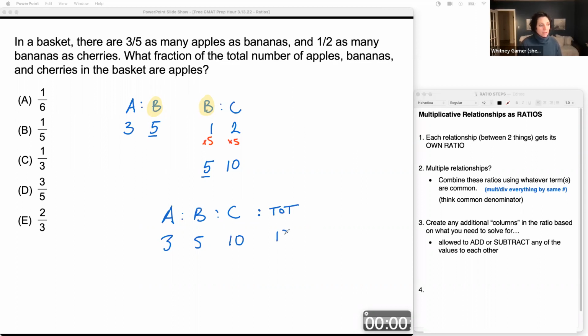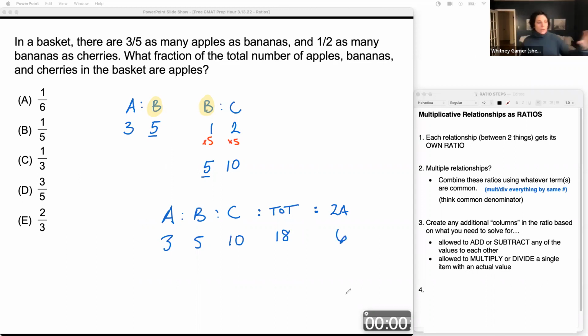So in my fake basket, I've got 3 apples for every 5 bananas, for every 10 cherries, for every 18 total pieces of fruit. So in my imaginary basket of 18 pieces of fruit, according to the ratios I've been given, 3 of those pieces of fruit would be apples, 10 of them would be cherries, and so on. So I'm allowed to add or subtract. I am also allowed to create any item as a doubled up. So I could have a column for 2A, for example, which in this case would be 6.